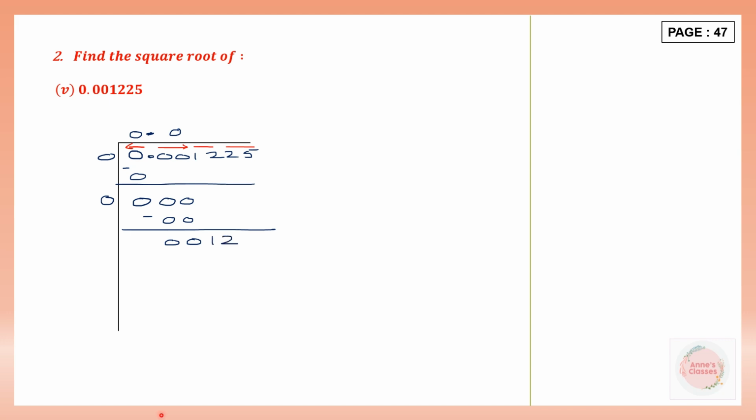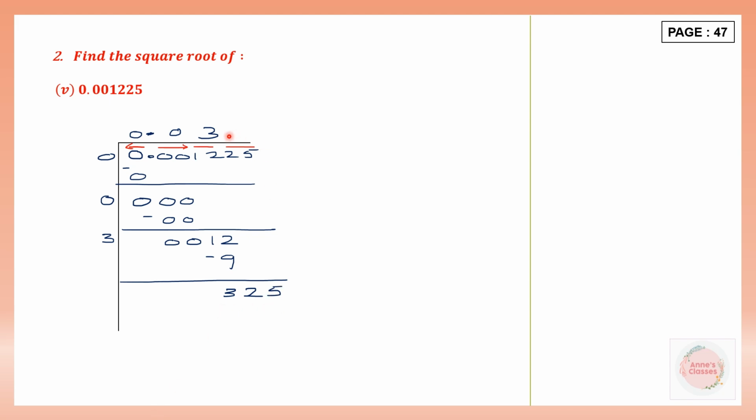Now think of a number whose square will give you a number close to 12. How about 3? 3 3s are 9. So that is close to 12, isn't it? Because 4 4s are 16, it's bigger. So we have to put only 3. 3 3s are 9. Now minus it. 12 minus 9 is 3 and bring down the next pair, which is 25. So now our number is 325.